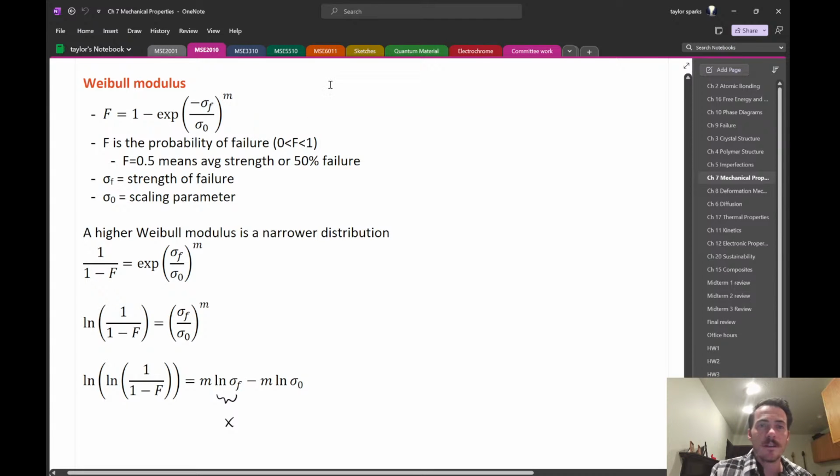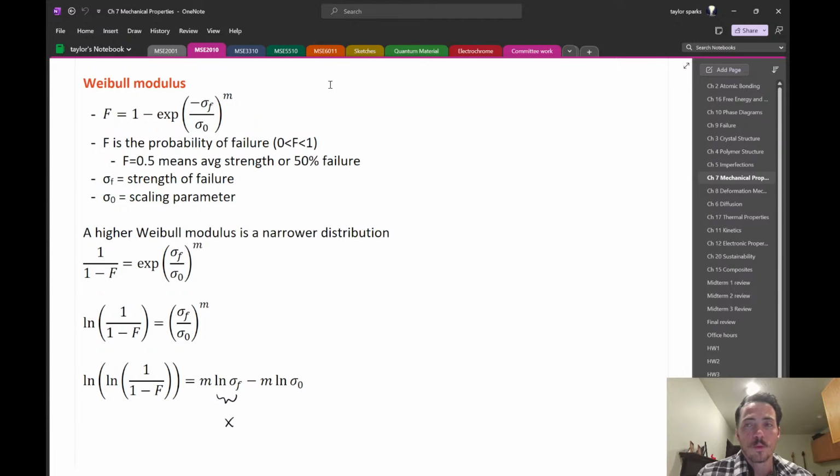In this equation, F is equal to our failure probability. So that's going to be a number between 0 and 1. If F equals 1, then you have 100% certainty that your material is going to fail. If it's 0, then you have certainty that it will not fail. And at 50-50, right, at 0.5, then you have half of your material failing. Hence, it's the average strength.